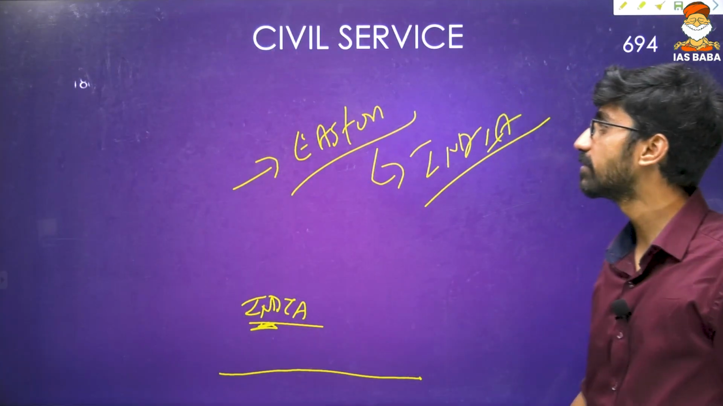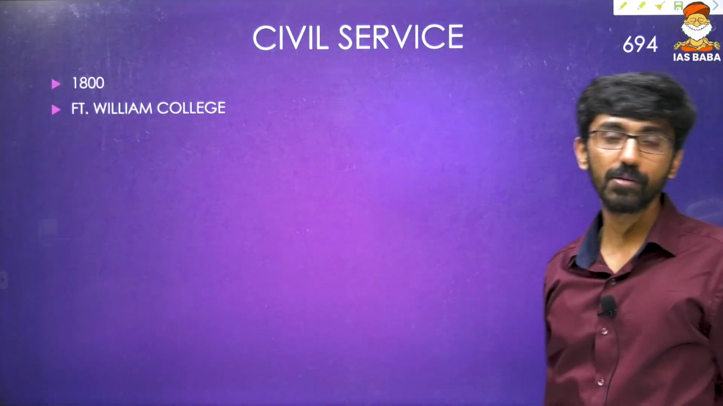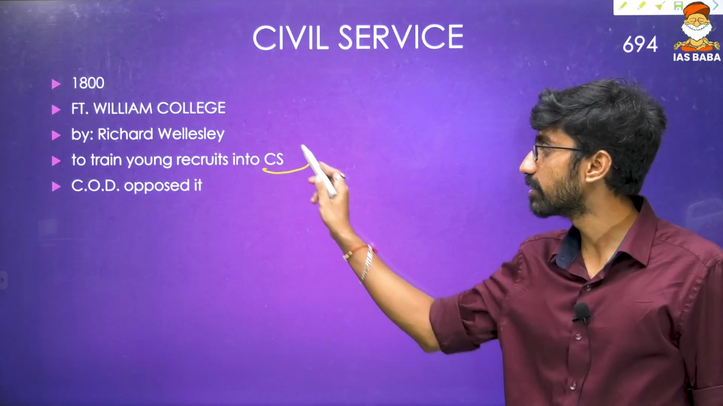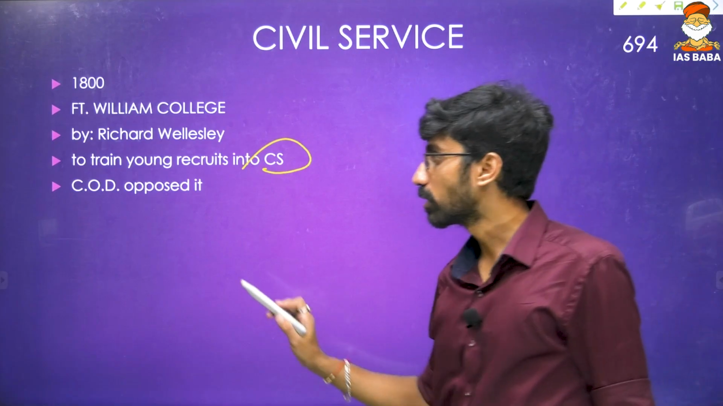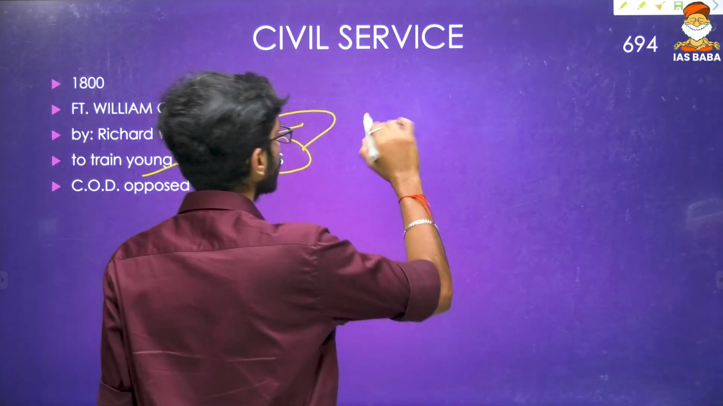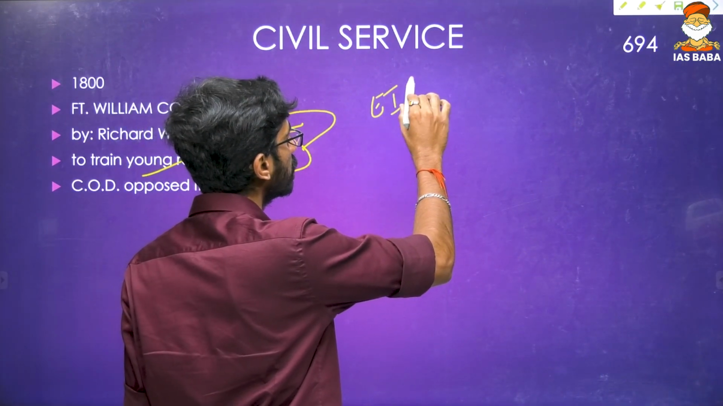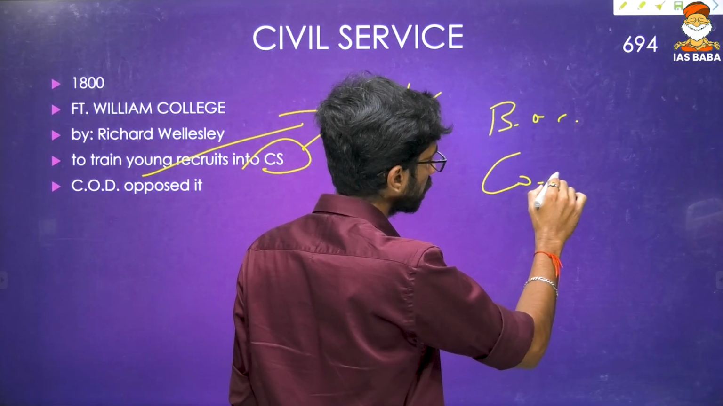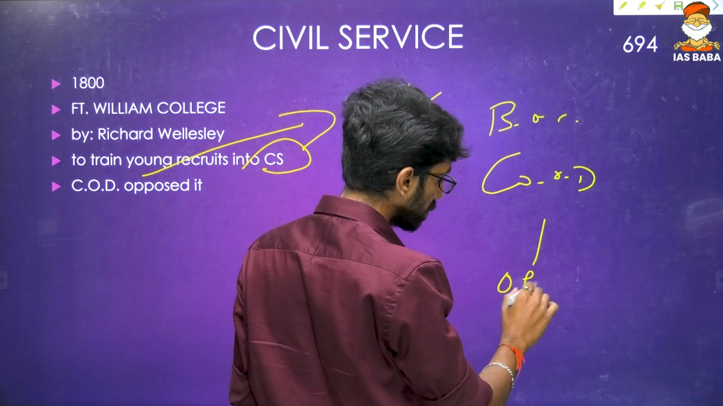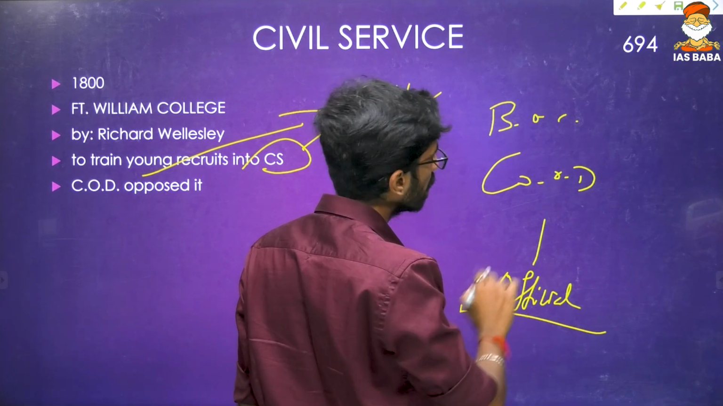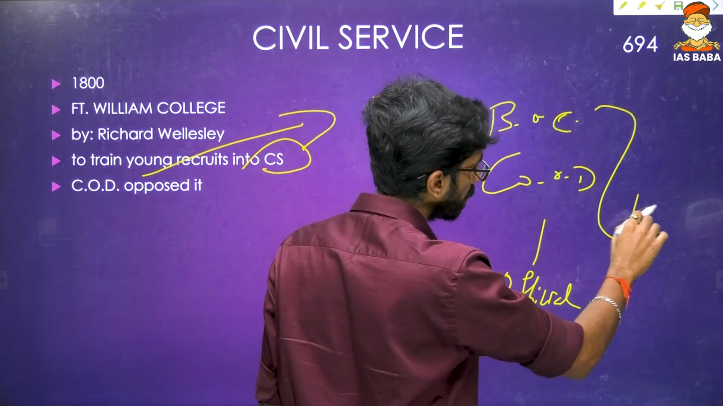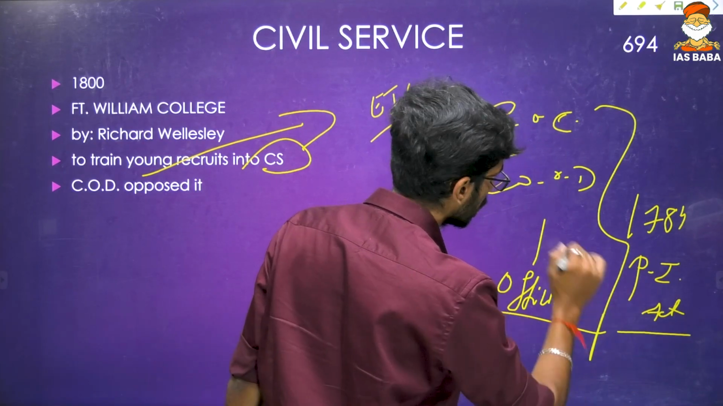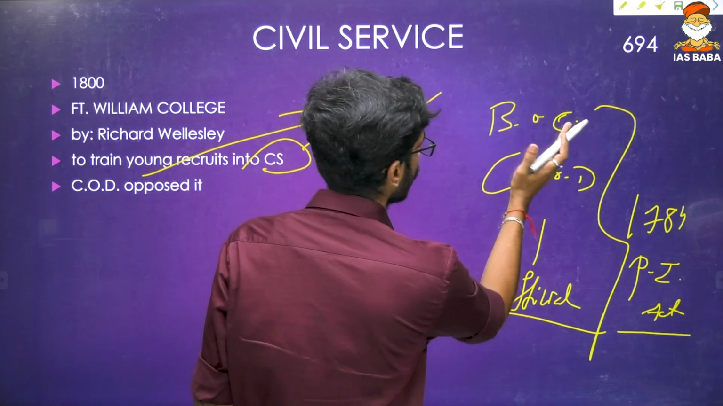And then again, civil services, 1800, Fort William College. It was established by Richard Wellesley to train young recruits into civil services, but the Court of Directors opposed that. Court of Directors is the body, some kind of executive body for the East India Company. There was the Board of Control, and then the Court of Directors, then company officials. So this is the structure of the East India Company. It was created in 1784 by Pitt's India Act.